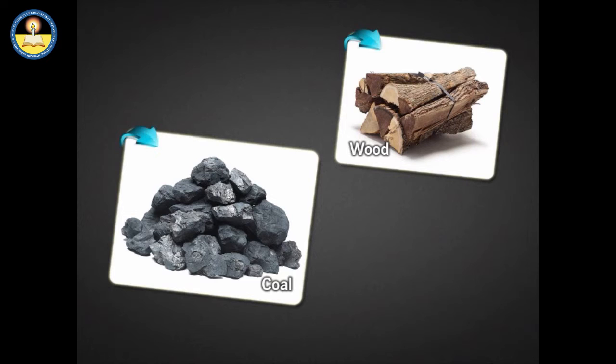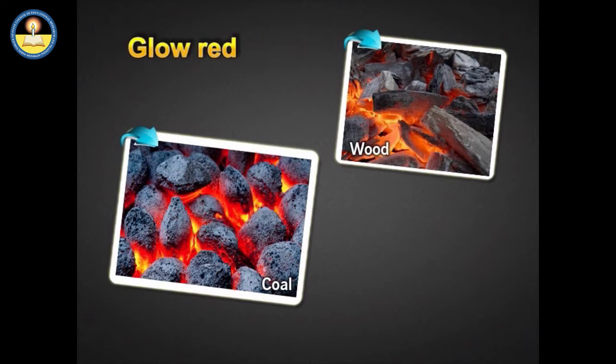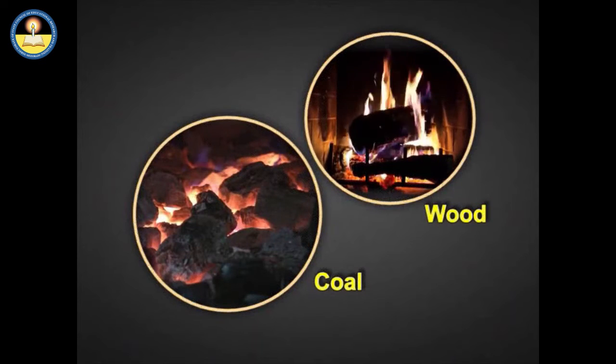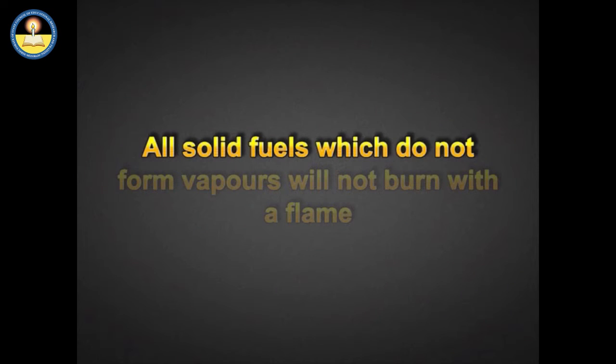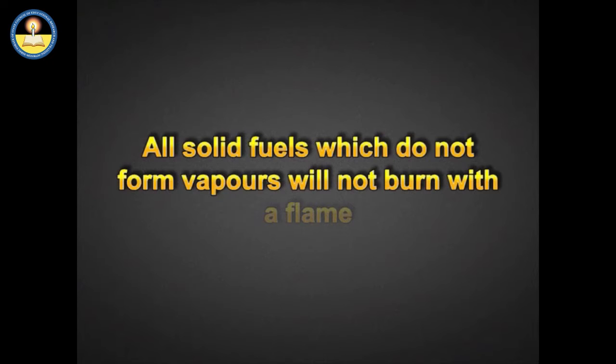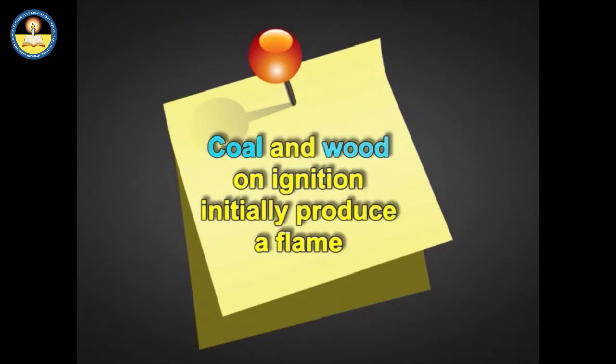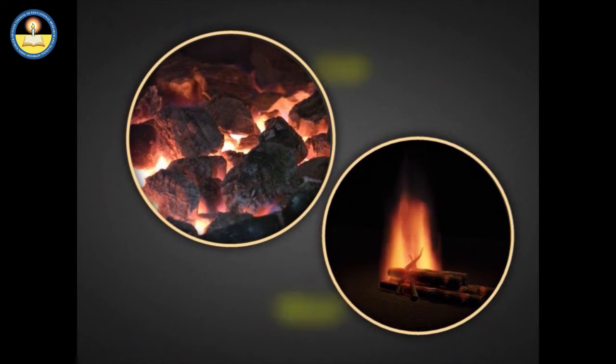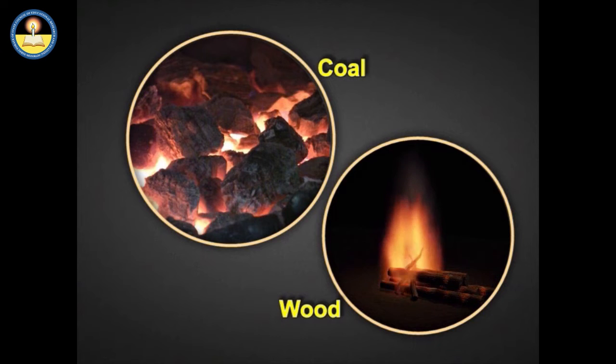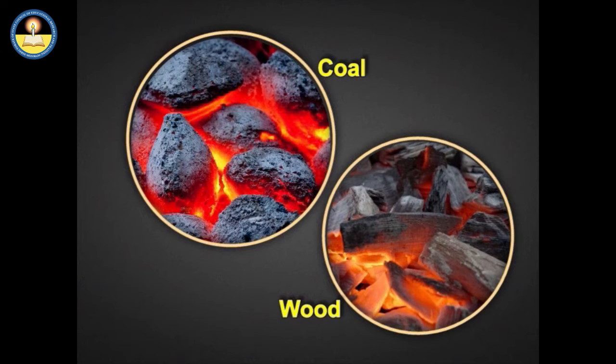Coal and wood are also solid fuels, but they do not burn to give flame. They just glow red. It is because coal and wood do not form volatile vapors which can burn to give a flame. All solid fuels which do not form vapors will not burn with a flame. Sometimes coal and wood on ignition initially produce a flame. Initially, when coal or wood is ignited, the small amount of volatile matter present in coal and wood burns to give a flame. When there is no more volatile matter left in coal or wood, it just glows red without producing a flame.